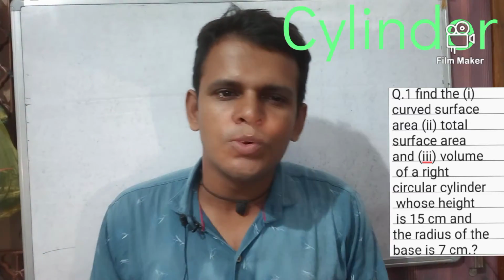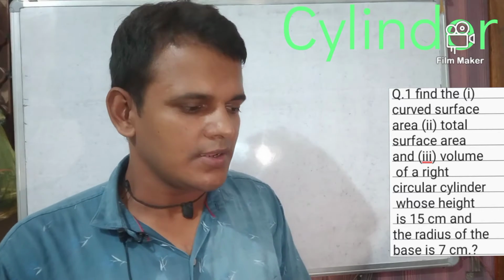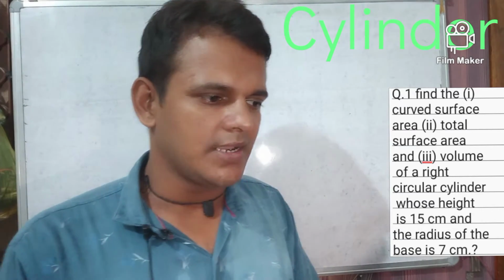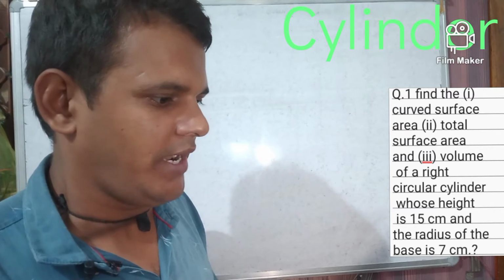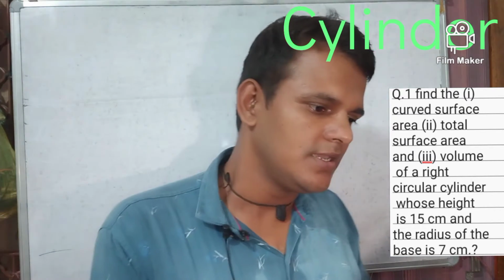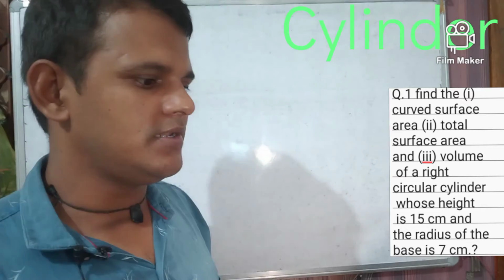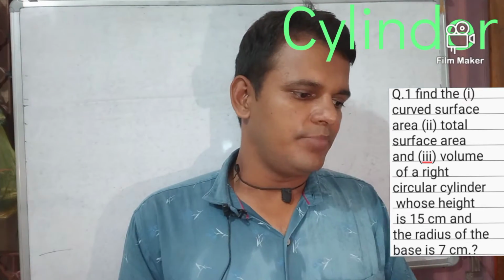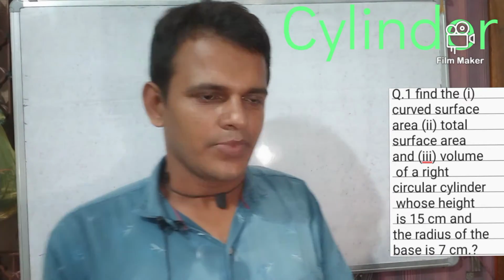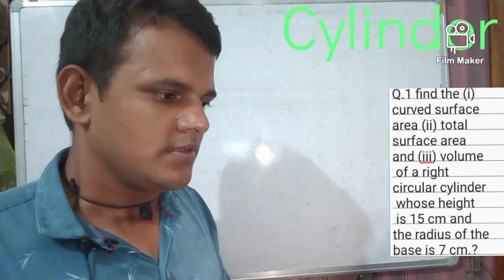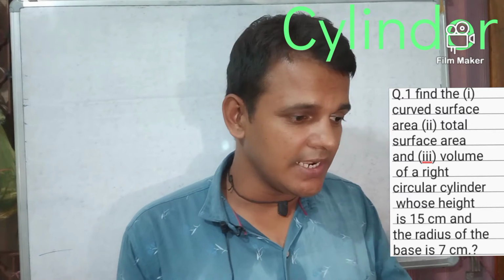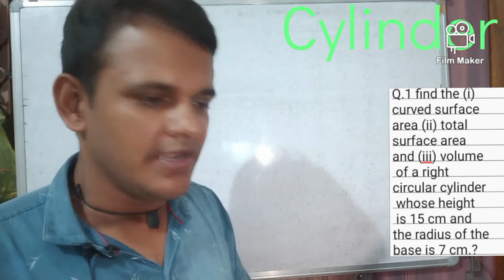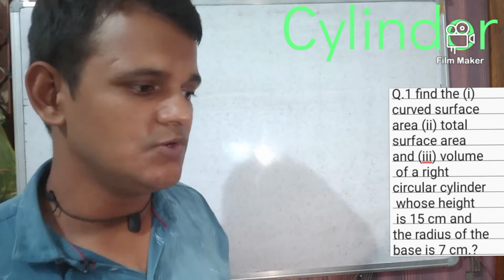The topic we are going to look at today is the cylinder. Today's first question is: find the curved surface area, total surface area and volume of a right circular cylinder whose height is 15 centimeter and the radius of base is 7 centimeter. So our target is to find three things in this question. First is curved surface area, second is total surface area and third is volume.